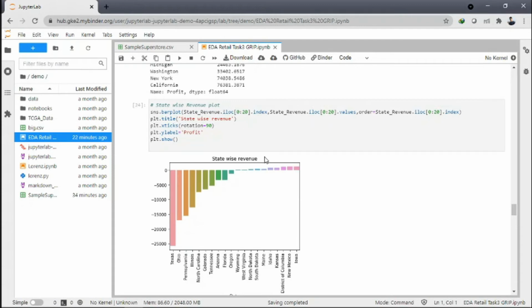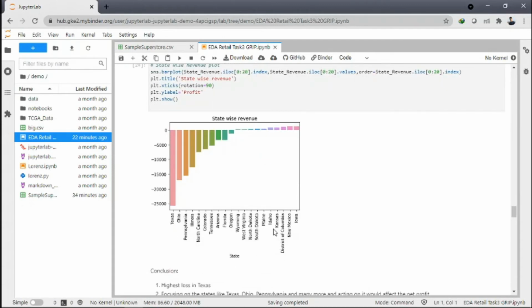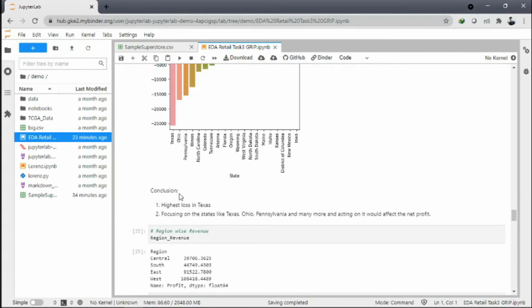So we are plotting the bar plot here for state-wise revenue, and obviously we have given the indexing 0 to 20, with states on the x-axis and profit on the y-axis, and again we are seeing negative values here. The highest loss, or the least profit, is for Texas, and then Ohio, Pennsylvania, Illinois, and so on. So the conclusion is highest loss in Texas, and focusing on states like Texas, Ohio, Pennsylvania, and many more, and acting on it would affect the net profit.